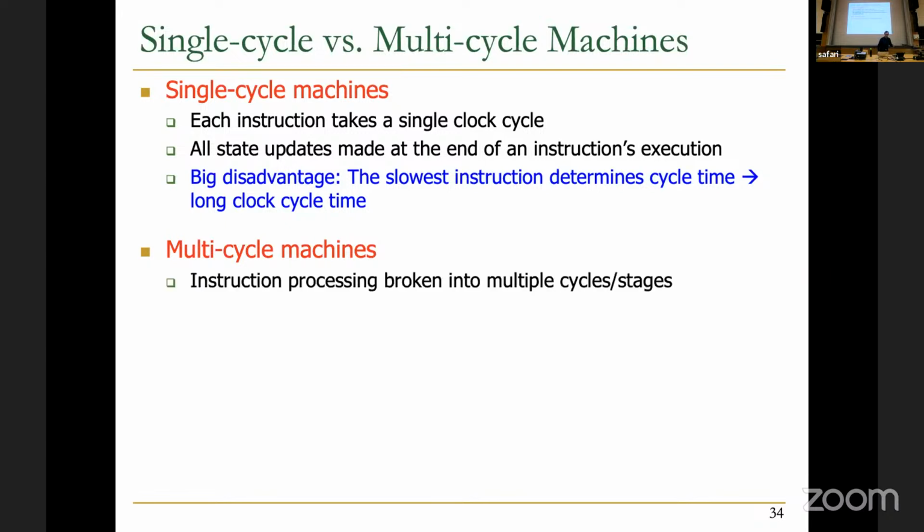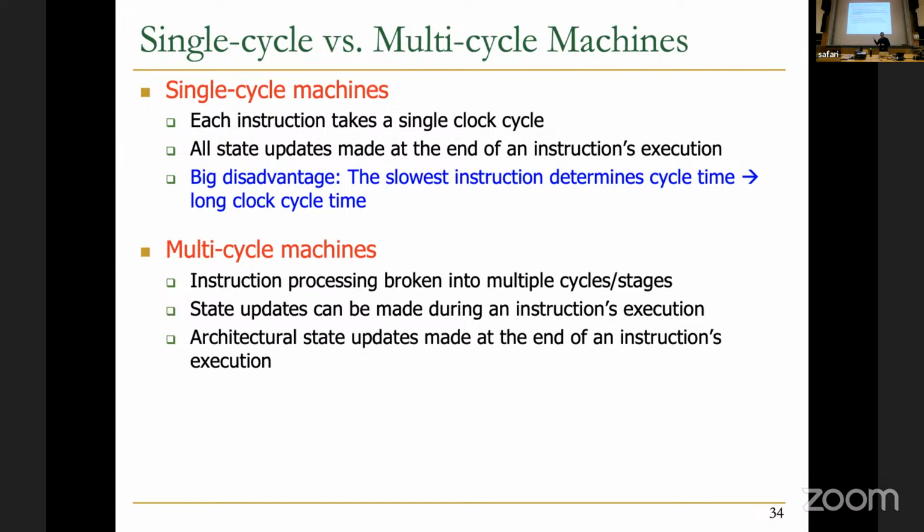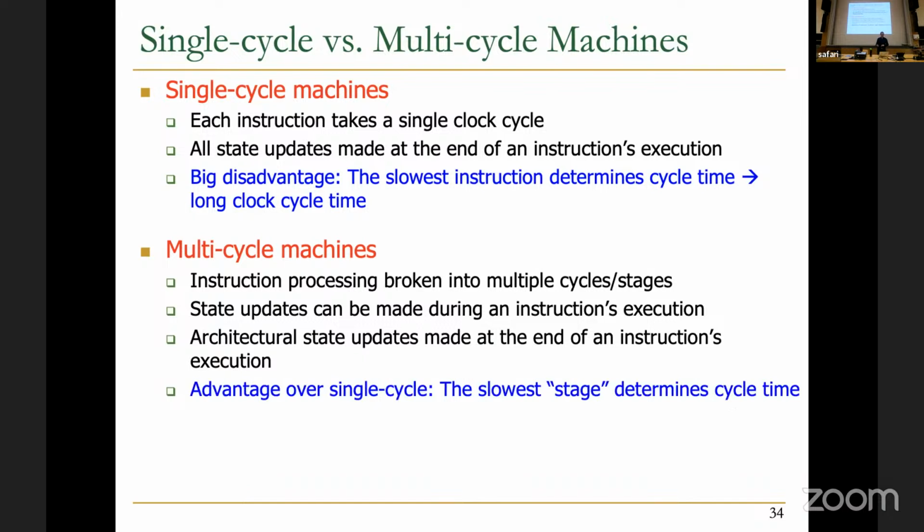It was actually beautiful. These machines break the instruction processing into multiple cycles, as well as stages, multiple clock cycles. And state updates can be made during an instruction's execution, except not the architectural state. This is microarchitectural state. Architectural state updates are made at the end of an instruction execution. And the big advantage over the single cycle is that the slowest instruction doesn't determine the cycle time anymore. The slowest stage determines the cycle time. Basically, it's up to the microarchitect to decide what that slowest stage is, because you can chop up the instruction execution in a way you like, such that you can maximize your clock frequency, for example.